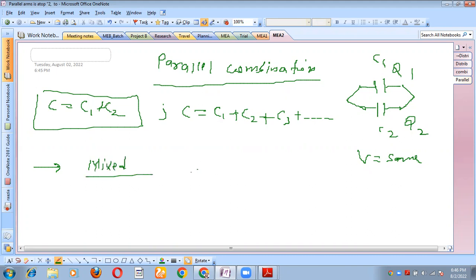In mixed combination, we will have both series and parallel. So in that case, we have to see according to the circuit diagram, we can apply series and parallel combination and we can solve it later. Getting my point? So understood till now? Any issue? Please ask.